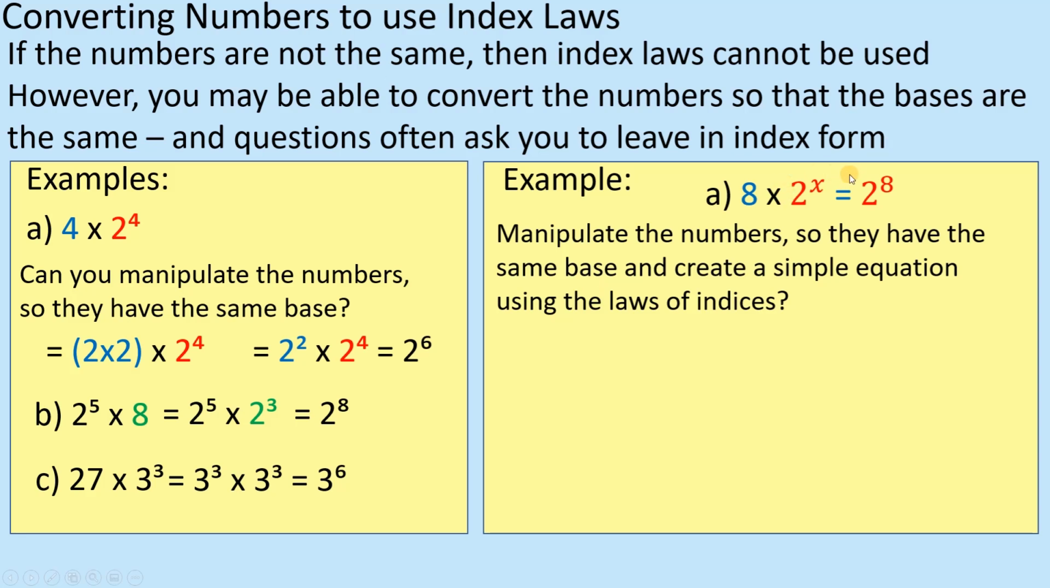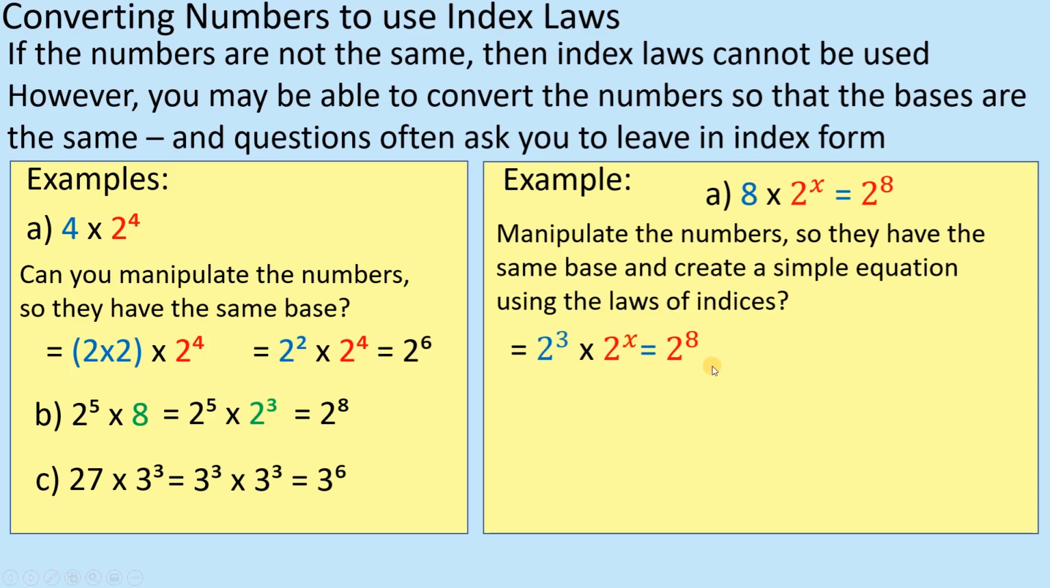This is about using algebra now and equations. So what I've got is something times 2 to the x equals 2 to the 8. In terms of the indices rules, we added, didn't we? So I've got to change my 8, which you now know is 2 cubed. So you've got 2 cubed times 2 to the x equals 2 to the 8. Now the rule of indices is that I add these two to give you this.